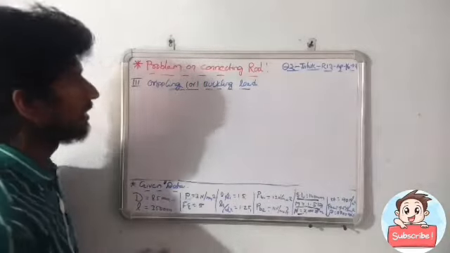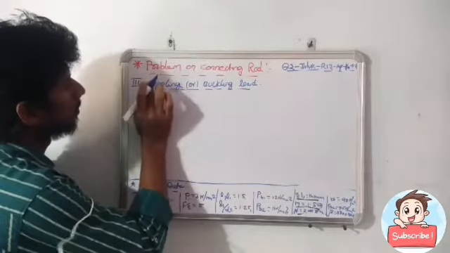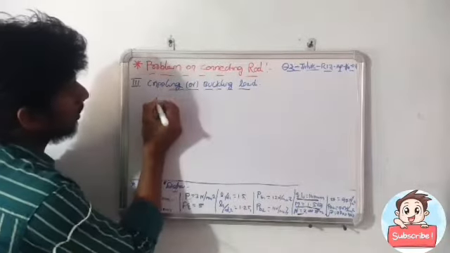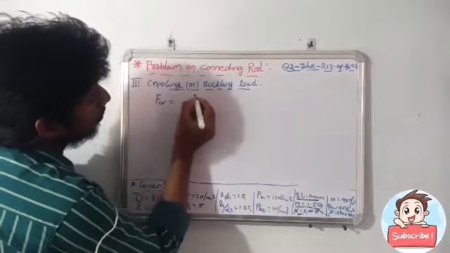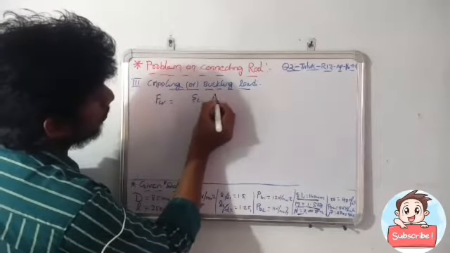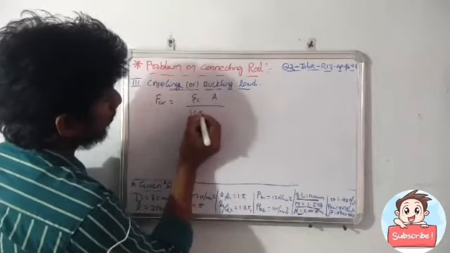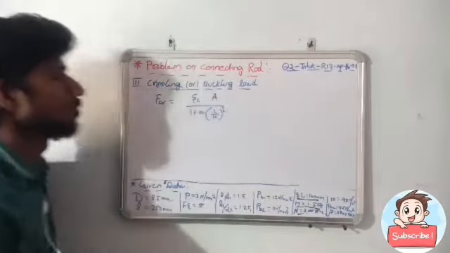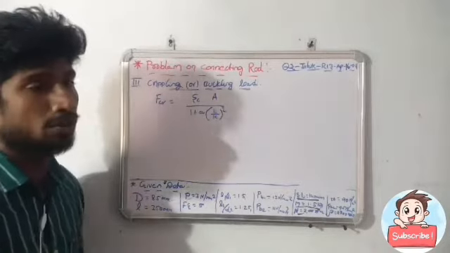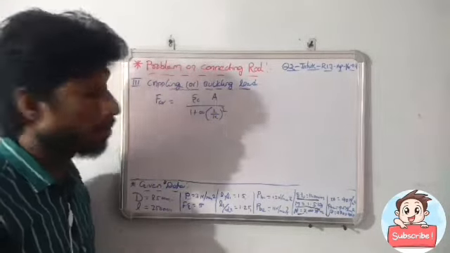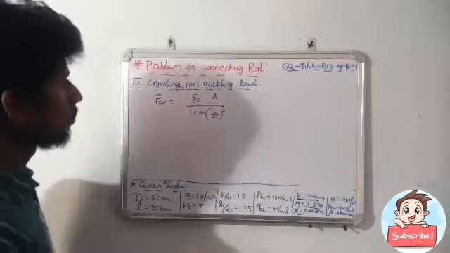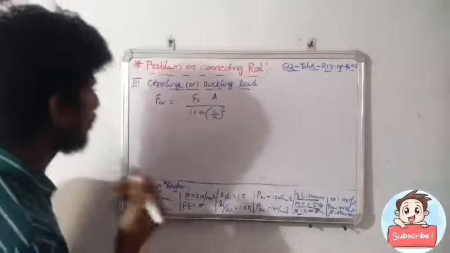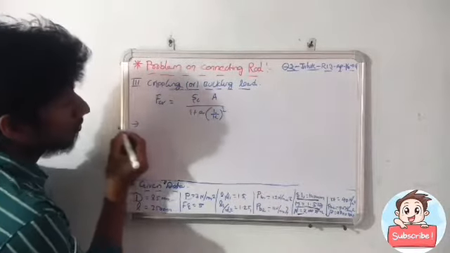Crippling or buckling load, it is the third step here. So let's see, it is denoted by FCR, which is equal to SC into A by 1 plus A into L by K whole square. So we know very well that FCR, crippling load or buckling load, is equal to the design load. So first it's better to find out the design load.